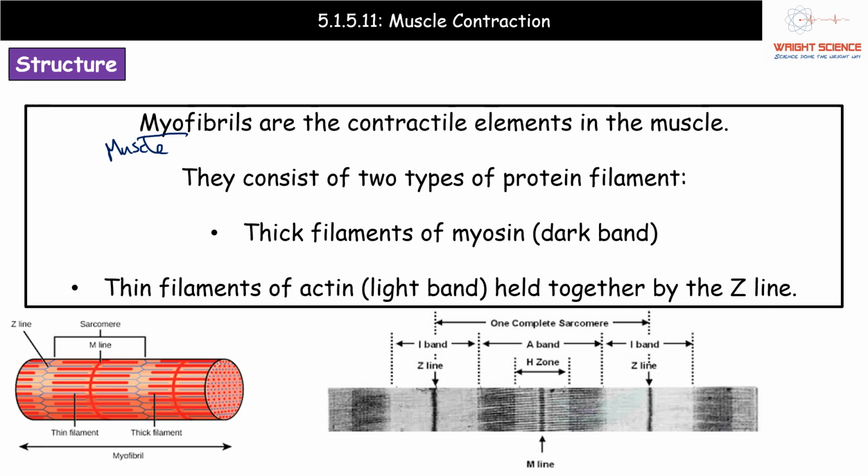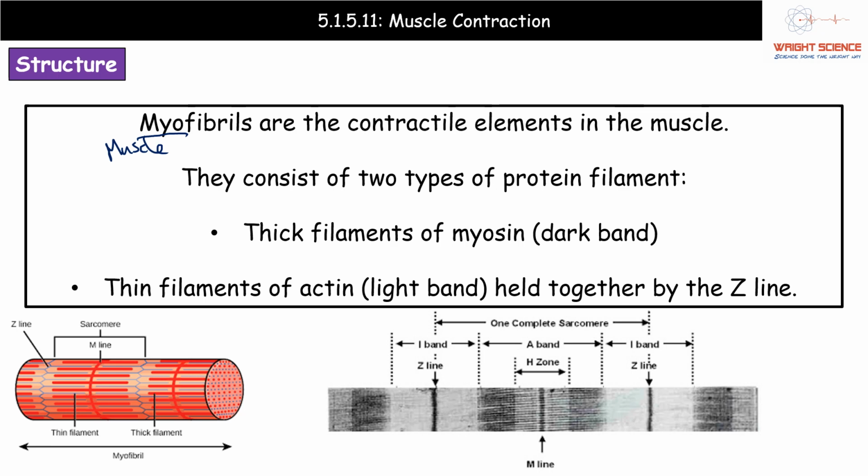And these are made up of two types of protein filament. So we've got our thick filaments made of a substance called myosin, and that's sometimes referred to as the dark band. And then we've got the thin filaments made of actin, which is the light band. Now, what we find is those thin actin filaments are held together by a structure called the Z line.